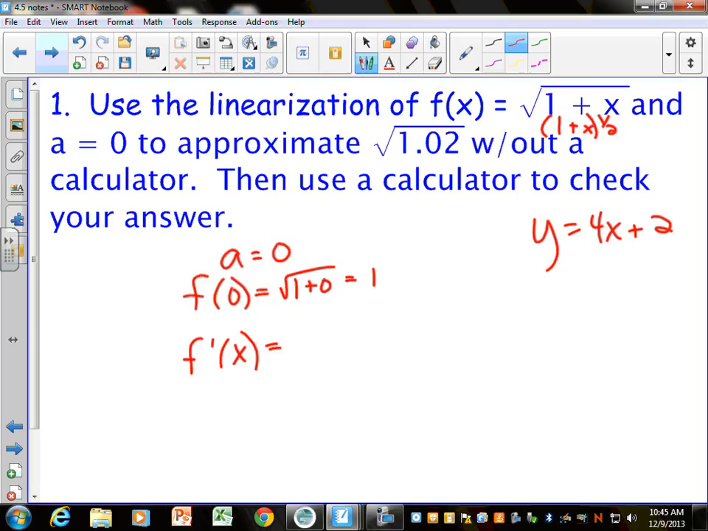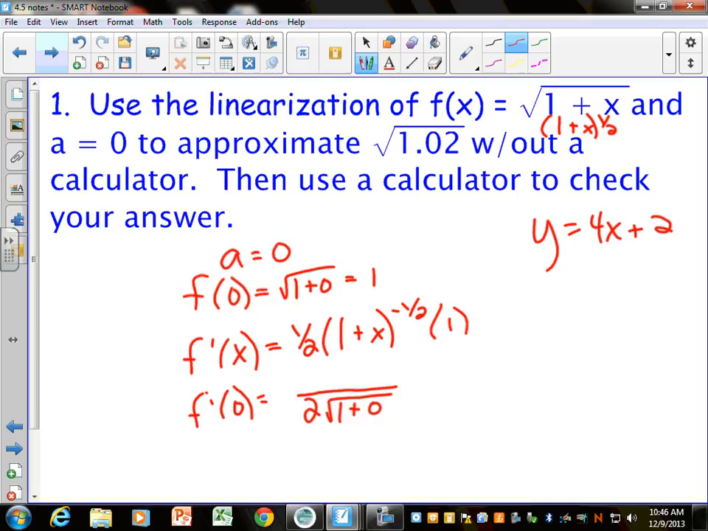So that would be 1/2, 1 plus x to the negative 1/2. And the derivative of the inside of this would just be 1, so you don't have to write that. I mean, you can. So if you clean that up, the 2 is going to go on the bottom. This is going to go on the bottom too. And I'm going to go ahead and plug 0 in there. Do you agree with me on that? Which means my slope is 1/2.